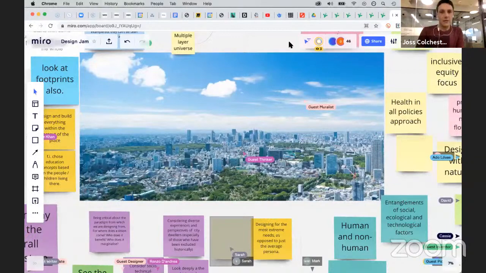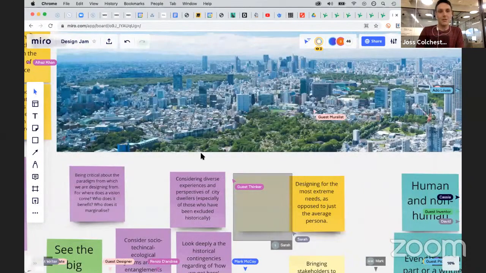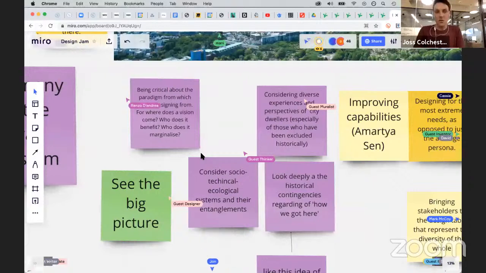So what else do you have? Seeing the bigger picture. Yep, that's what it's all about. Being critical about the paradigm from which you're designing. From where does a vision come? Who does it benefit? Who does it marginalize? Yeah, being reflexive about the paradigm from which we're designing.